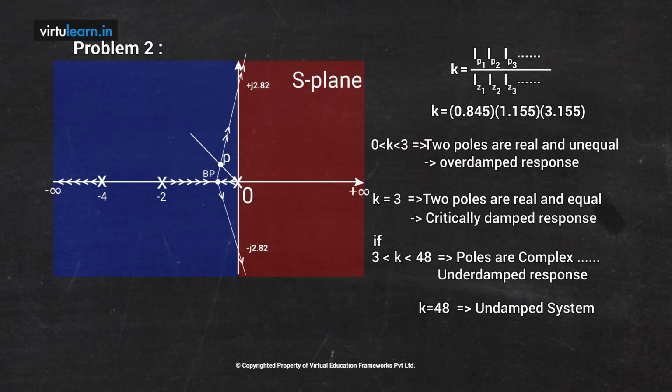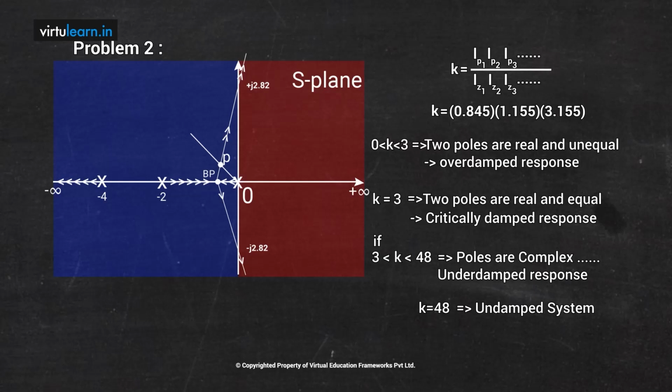So I just summarize that 0 to 3 is overdamped, k equal to 3 is critically damped, and 3 to 48 in between is your underdamped, and k equal to 48 is your undamped. So undamped response is also called marginally stable condition, or we can call it critically stable condition, or we can call it oscillatory response. So this way we can find out K ranges.